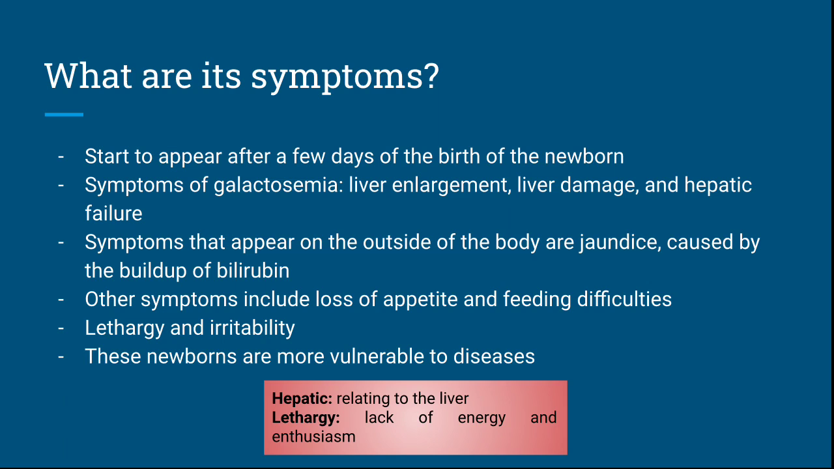So also liver failure. Some of the symptoms that appear on the outside of the body are jaundice, which is just basically a yellow discoloration of a newborn's skin and eyes, and it is caused by a buildup of bilirubin.